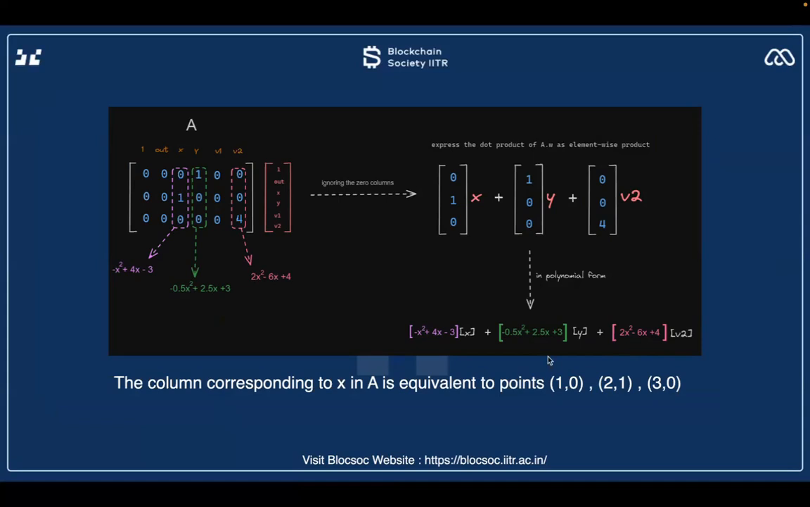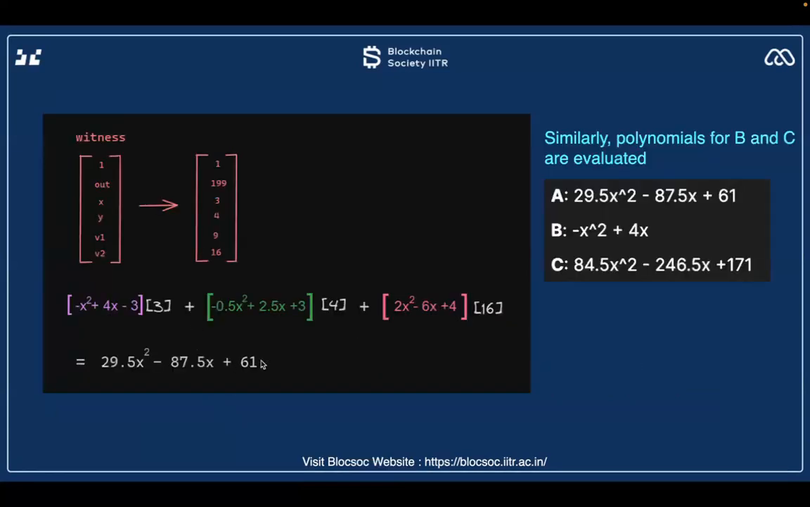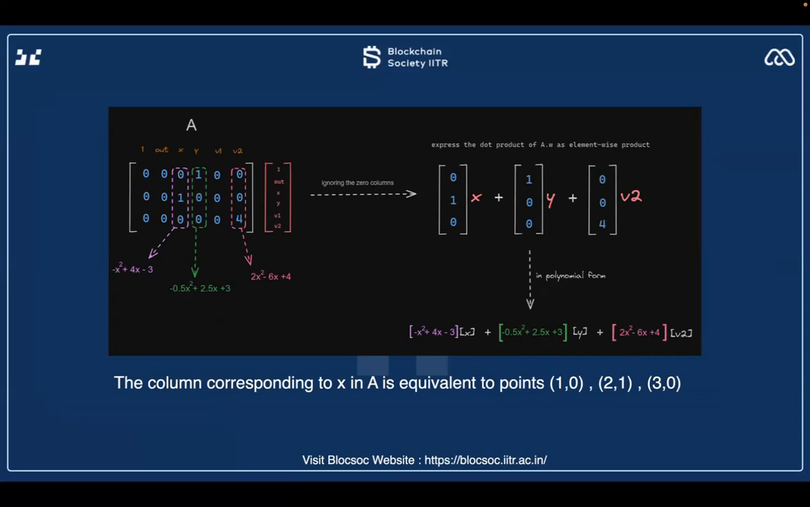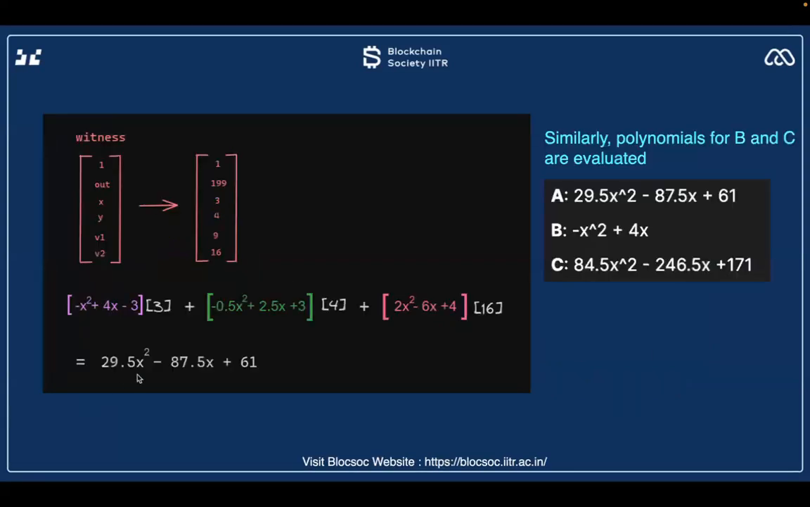The prover and verifier know the set of constraints that the prover wants to prove, so the verifier can also reach till this point. After this point, the prover provides the verifier with this information, and the verifier can now make an equation in x, y, and v2, by comparing the coefficients of x in this and in this expression. If he compares the coefficient of x to the power 2, it will give us minus x plus 0.5 y plus 2v2 equal to 29.5.